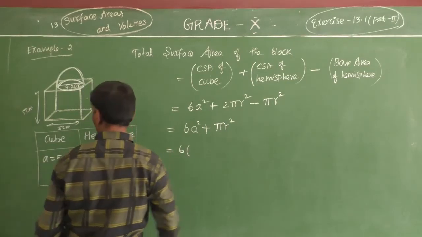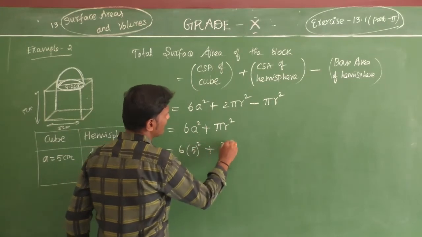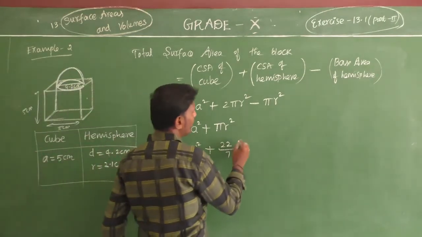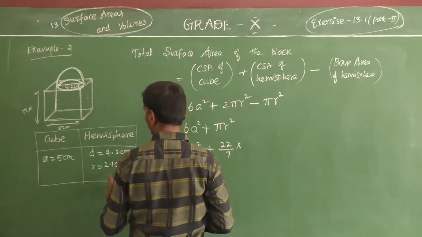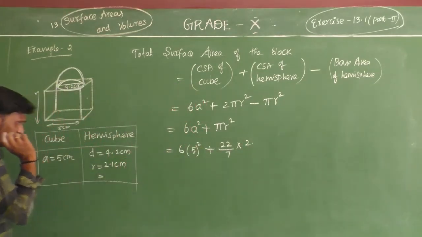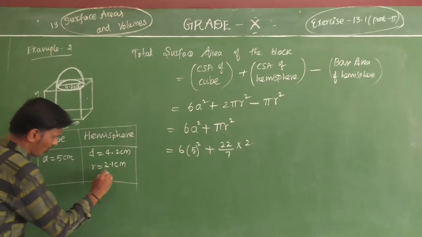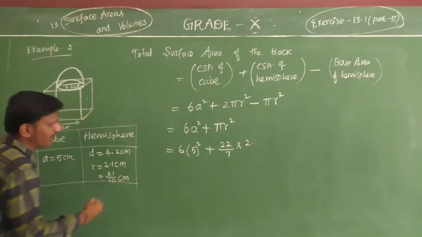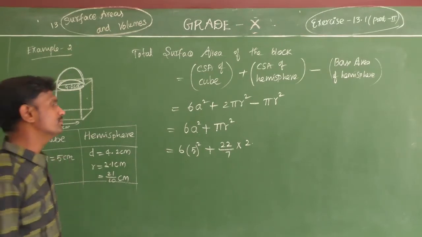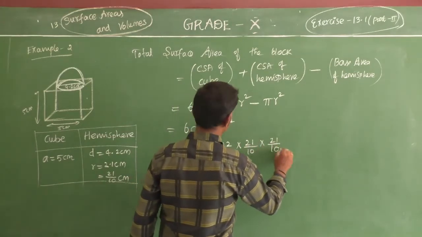So take 6 into a. The side is 5, so 5 to the whole square, plus the value of pi also. Here also you are going to use pi equal to 22 by 7. So 22 by 7 into the radius r, which is equal to 2.1 centimeter. Otherwise, students, since 2.1 is a decimal, I have some simplification problem. So you take 21 by 10 centimeter, to convert it into a fraction. Okay, so for that it will become 21 by 10 into 21 by 10.